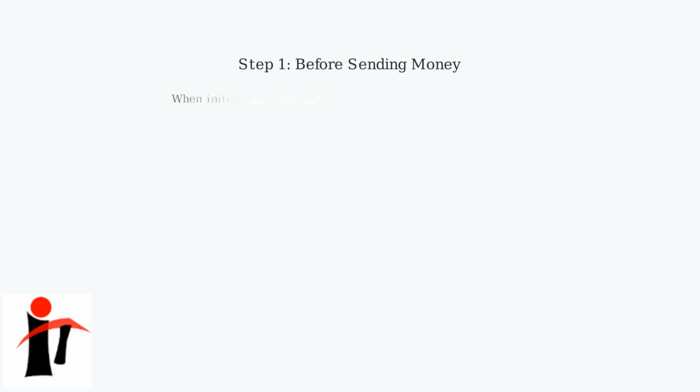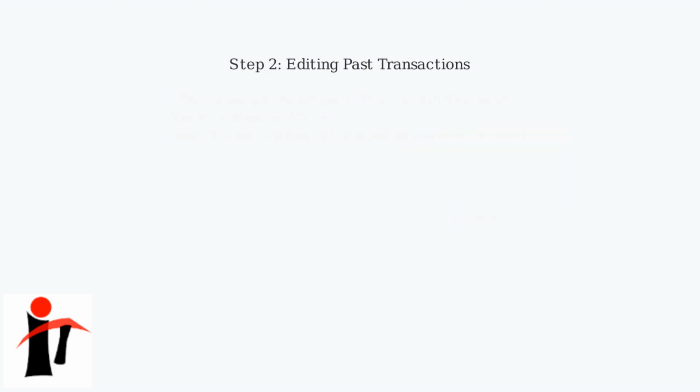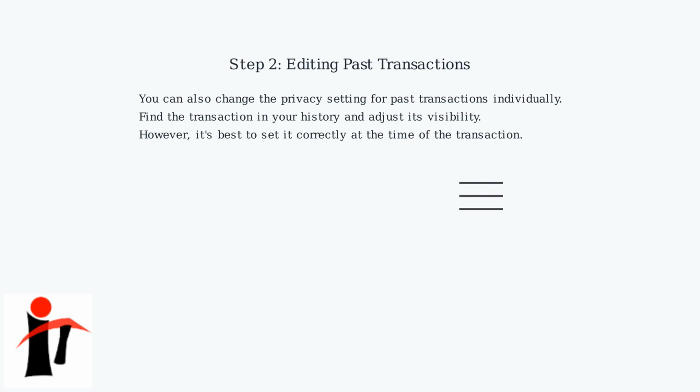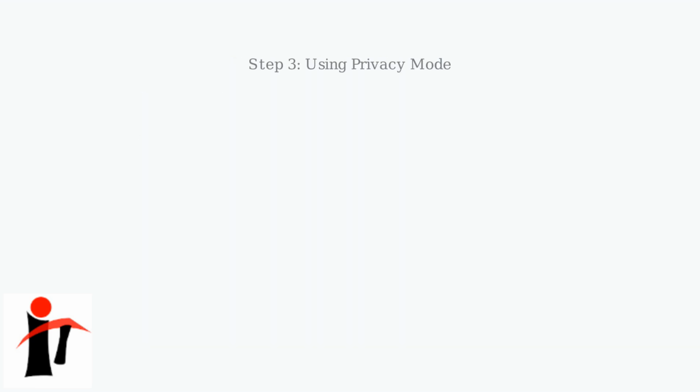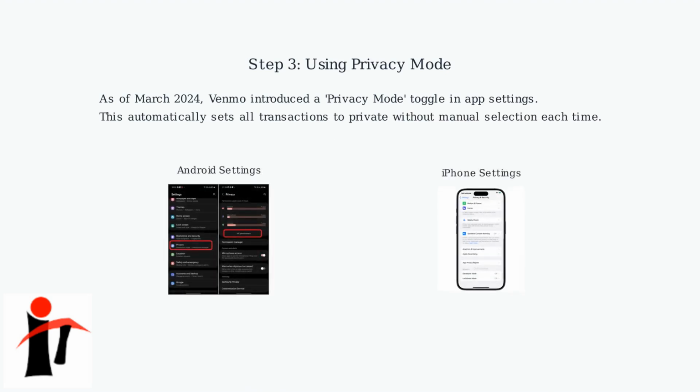The most fundamental step is setting transactions to private before you send or receive money. After initiating a transaction, there will be an option to set visibility to public, friends, or private. Select private to ensure only you and the recipient or sender can see the transaction. You can also change the privacy setting for past transactions individually, but ensure it is set correctly at the time of the transaction.